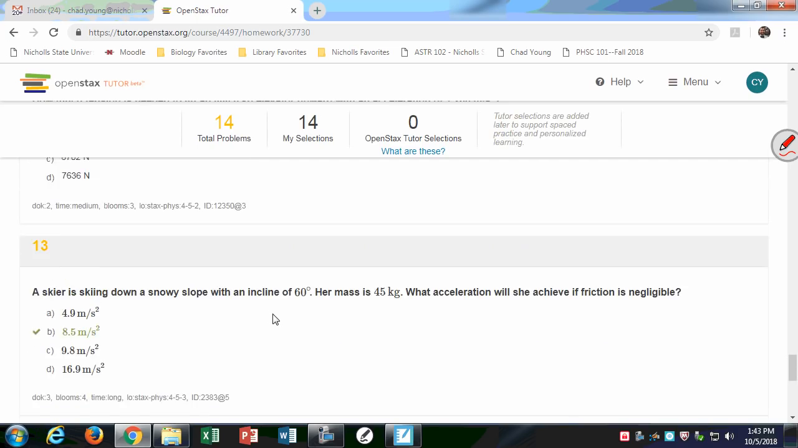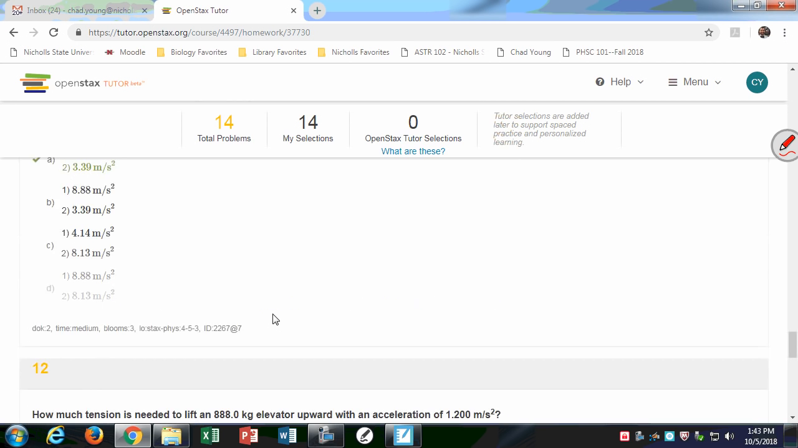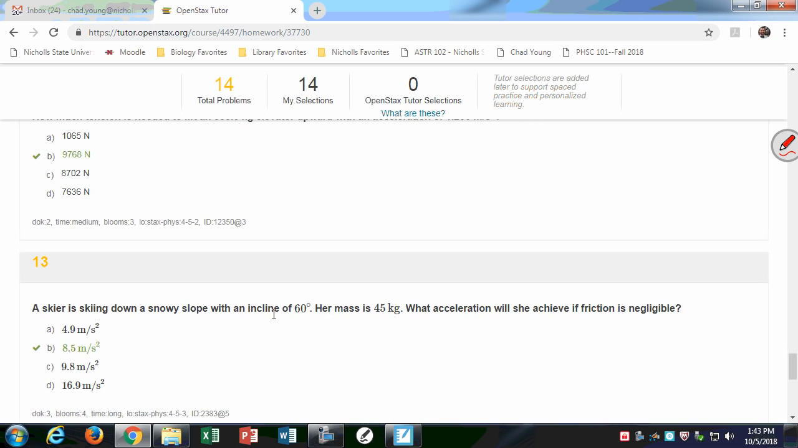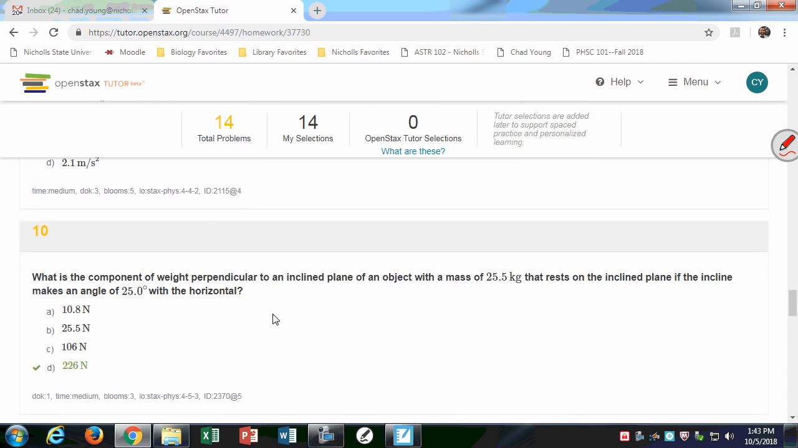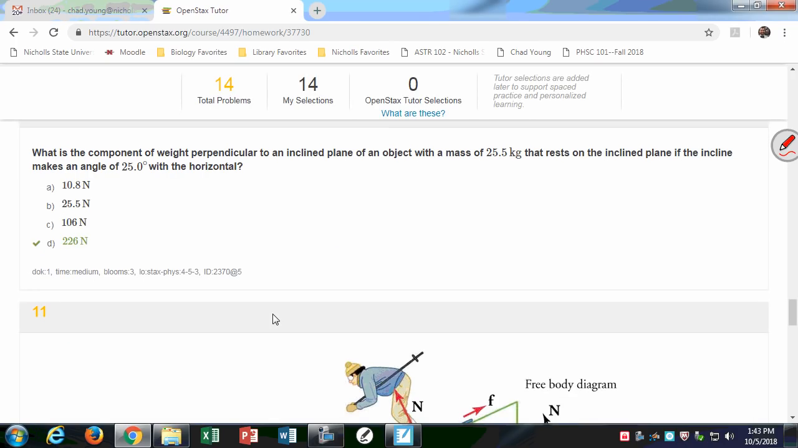All right. Some of these others you want to look at? Number 10. Okay, this one's really just about knowing the language. Because the component of the weight is perpendicular. What do we call that? That's the normal force, right?